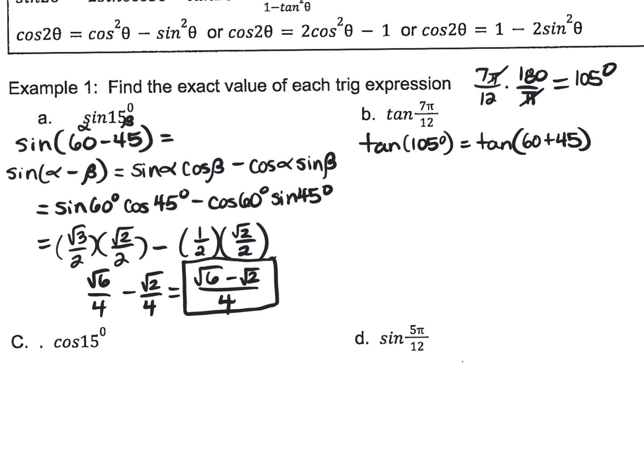135 minus 30. Oh, yeah. It doesn't matter. The answer will work out either way. So I'm going to do addition because we haven't done an addition one yet. So this is alpha, and this is beta, right? Yes. So tangent of alpha plus beta is what?